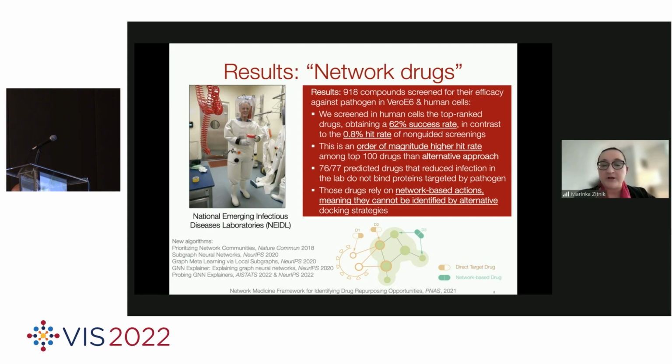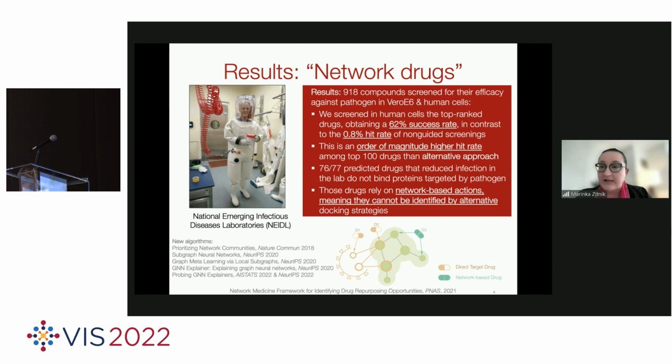From the scientific principle standpoint, what we were interested in knowing is whether those predicted drugs that reduce infection in the lab have some common mechanisms of action and that were also predicted correctly. And so what we found, through the use of GNN explainers, through the use of thoughtfully designed visual interfaces, is that the way those drugs work is by targeting proteins that are in fact not directly associated with the proteins attacked by the pathogen, but there is a cascading effect of those protein interactions that finally tell us about how the drug exerts its therapeutic effect on the pathogen.